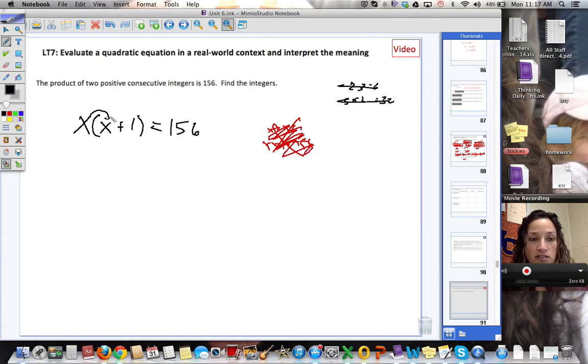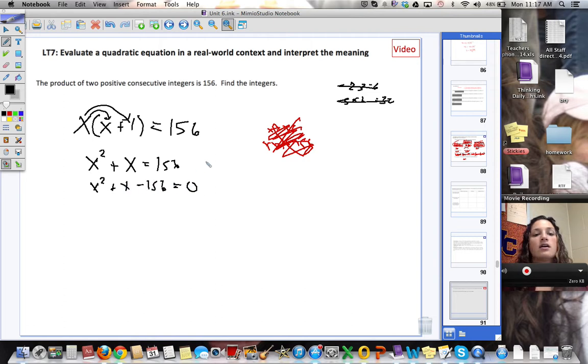So what I have to do now is distribute. x times x is x squared. x times 1 is 1x, or just x. And now I'm going to subtract over my 156. There are two ways you can do this: you can use the quadratic formula, or you can do the box method and factor. I'm going to use the quadratic just because I don't feel like listing out factors of 156. I don't know those off the top of my head.